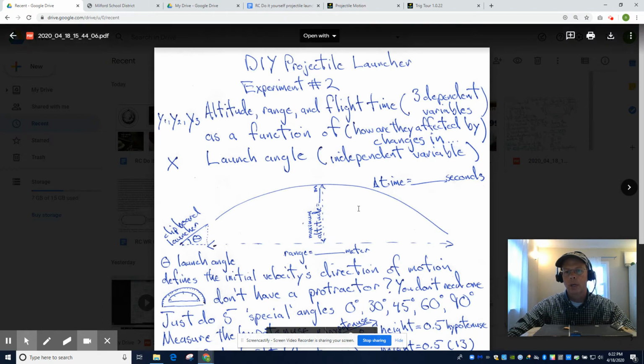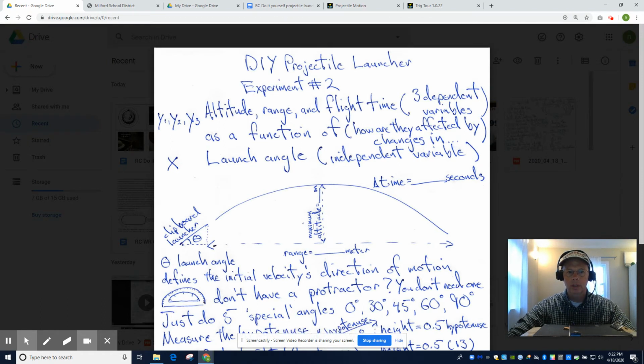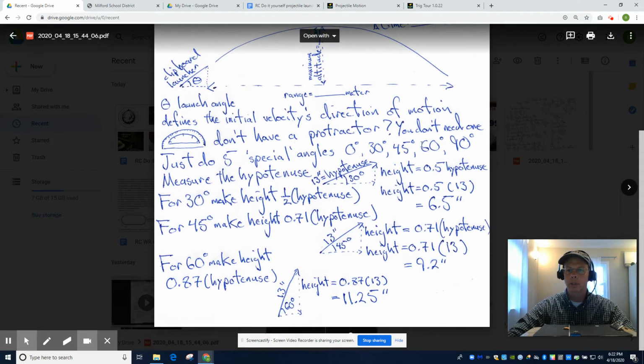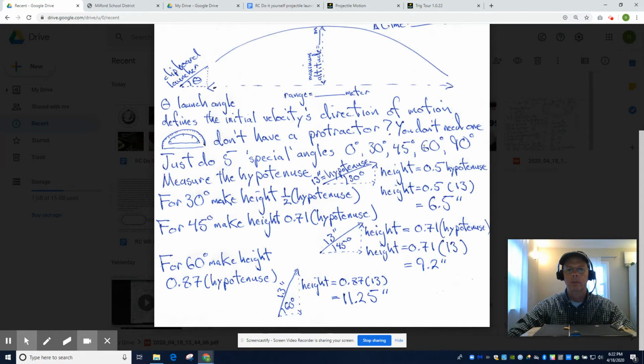So really no calculated values. The only sort of calculation is the launch angle. You may or may not have a protractor, but you don't really need a protractor. You can stick to these 5 magic angles. How do you measure angle with only a ruler?